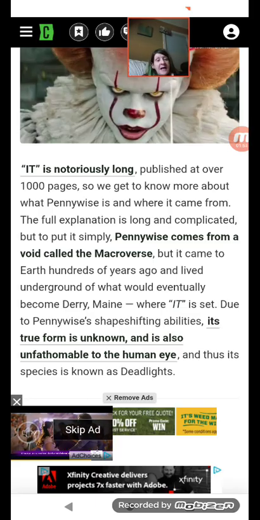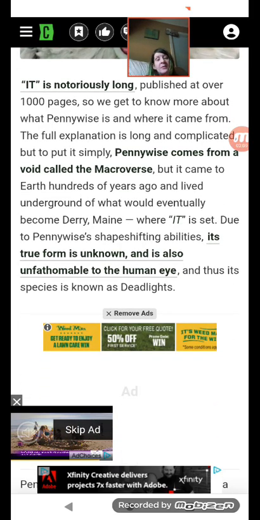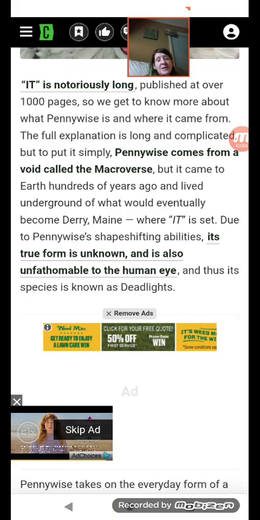where it is set. Due to Pennywise's shape-shifting abilities, its true form is unknown and is also unfathomable to the human eye, and this, its species, is known as deadlights.